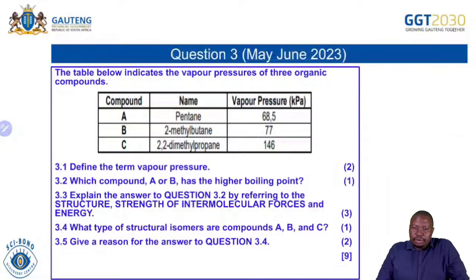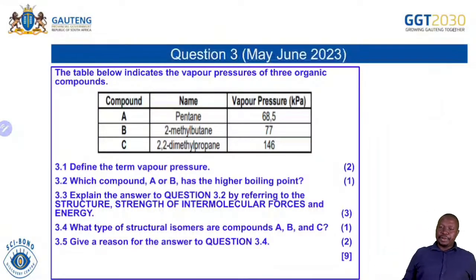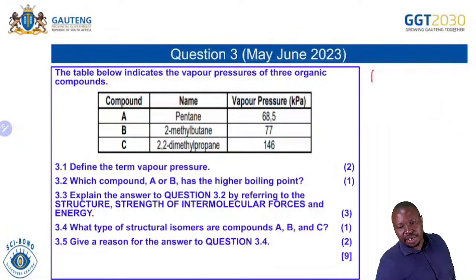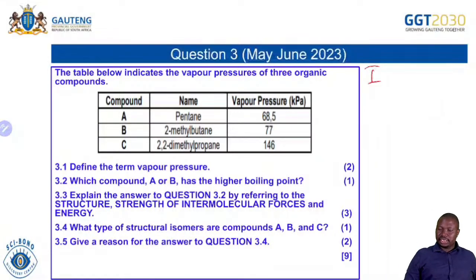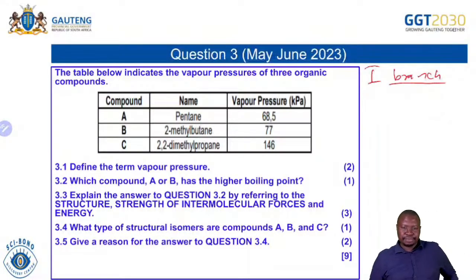Now, the table below indicates the vapor pressure of 3 organic compounds. We're given pentane, you know pentane, pent, 5 carbons. 2-methyl butane, but is 4, methyl is 1, so it's still 5 carbons, but there is 1 branch there. 2,2-dimethyl propane, so there are 2 branches. So you can see what is changing in the structure. What is changing, I said, is your independent variable. What is changing in the structure is that the number of branches is increasing.